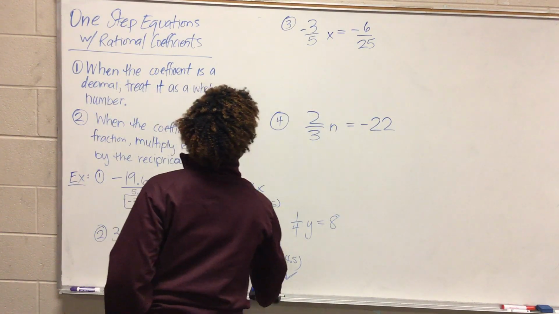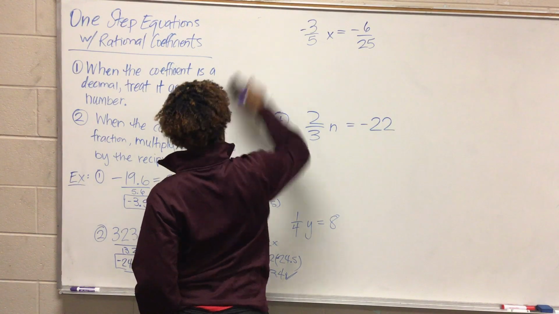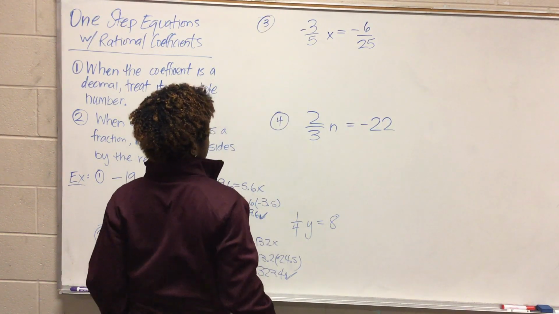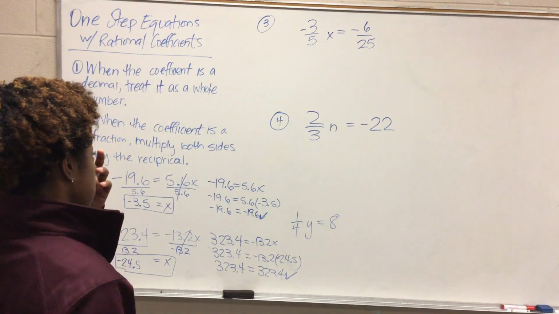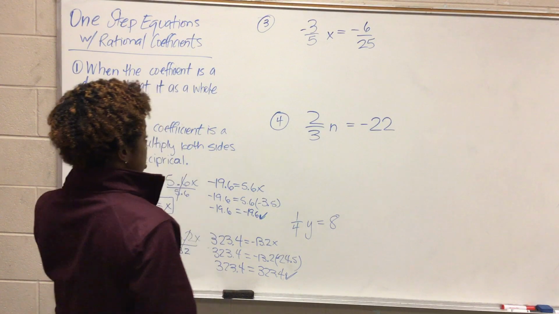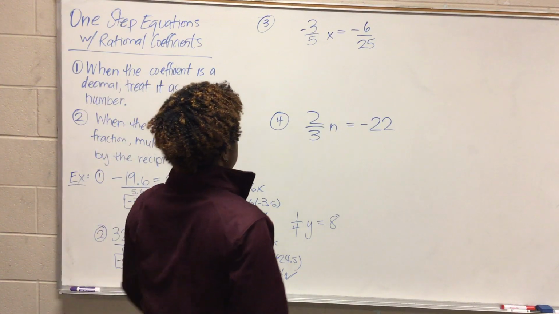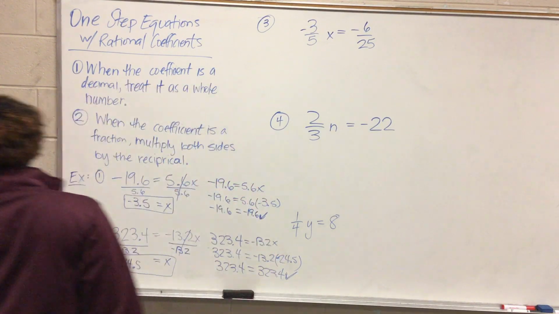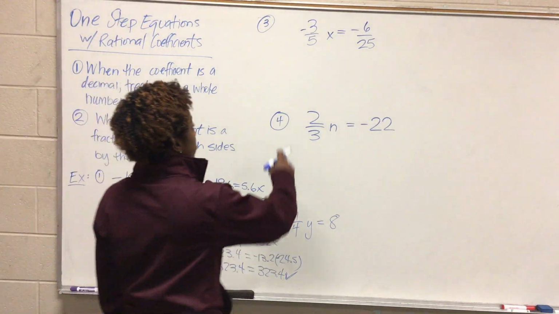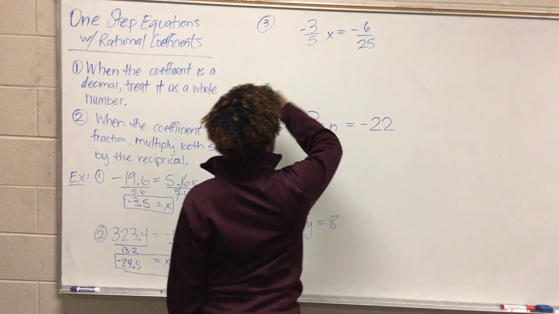So, I have, and I'm going to put this number out to the side because you'll see how we're going to do this. So I have negative 3/5 x equals negative 6 over 25. I want to multiply both sides by the reciprocal of the coefficient. So if the coefficient is negative 3 over 5, I want to multiply both sides by the reciprocal, okay? Do not get caught up with the negative sign, okay?